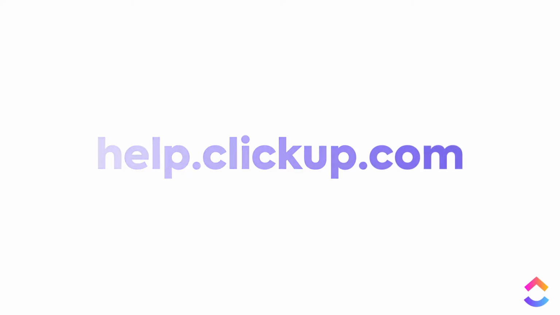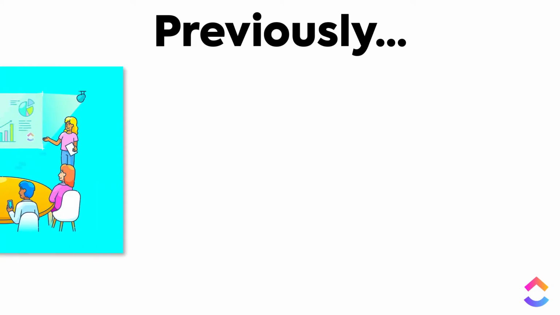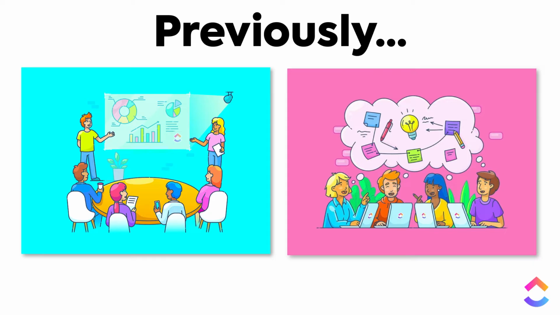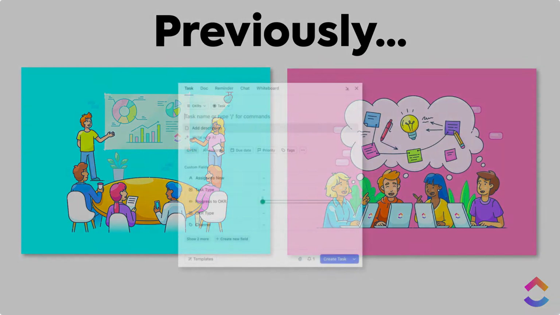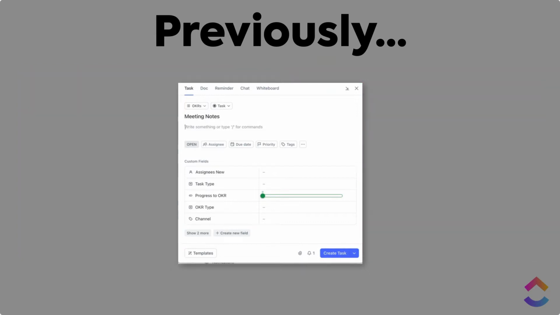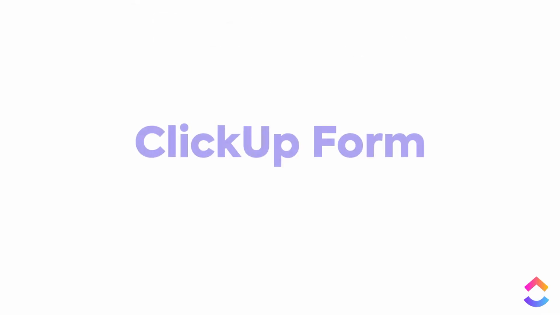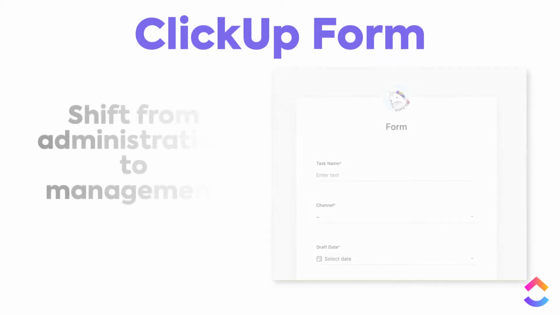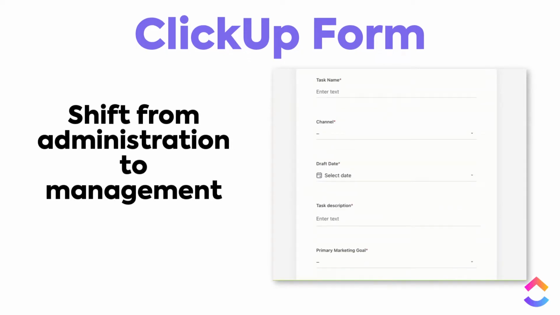Previously, your intake process may have looked like going to meetings, and then there might have been some brainstorming, and the idea is under your departments, so you transcribe all of the thoughts from that meeting and then later convert that into a task in ClickUp. Instead of shouldering all of that administrative work, you can push that whole process into a form. This way, you shift from administration of work to the management of work.